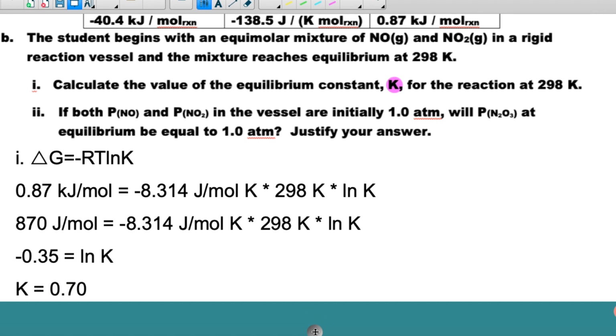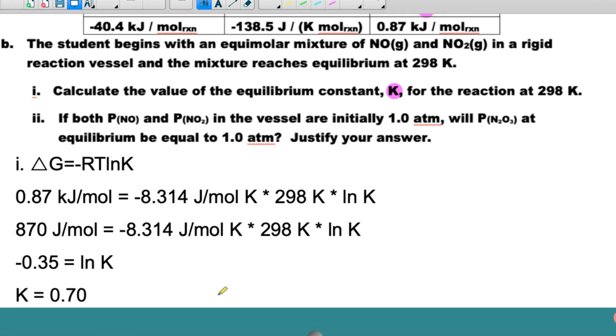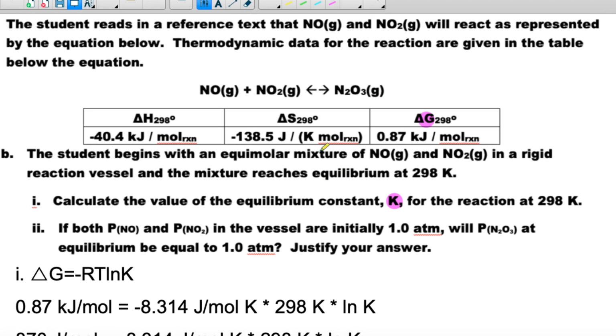So what might they do to ask you the same kind of question? They might turn around and say, the K value is such and such. What does that tell you about the reaction? Does it favor products or reactants? So they could have said the K was 0.70, because that's actually what it is. If K is 0.70, then they might say, does that favor products or reactants? Explain why. Well, you know a K greater than 1 favors products. A K less than 1 favors reactants. So this one would favor reactants.